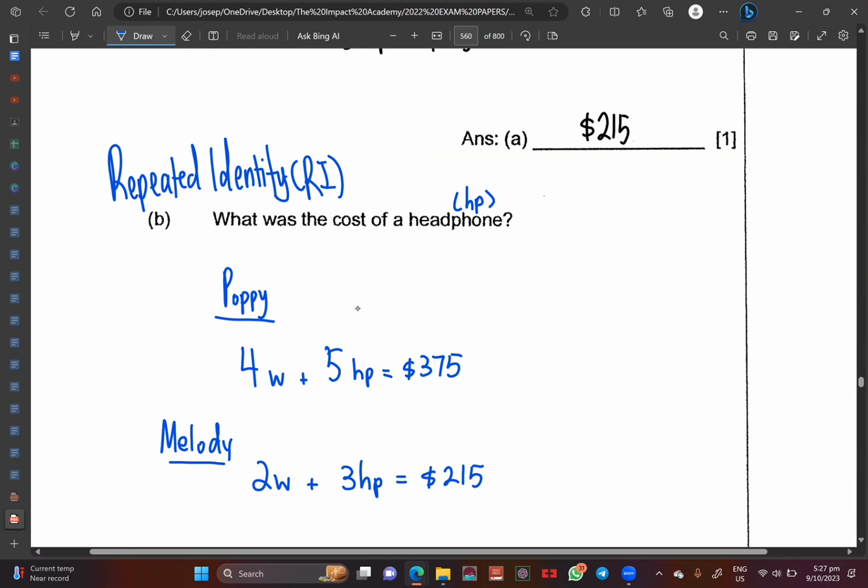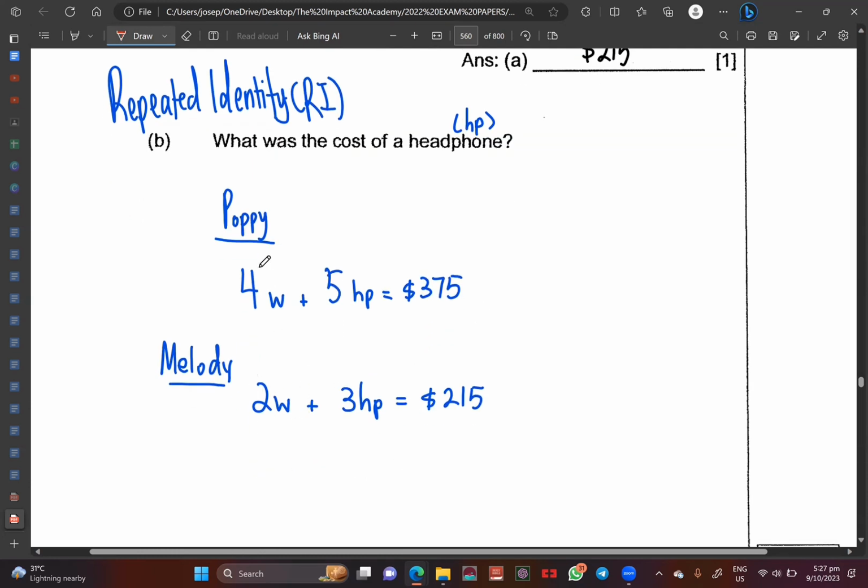So I want to remove away my watches. How do I remove away my watches? I have to make it the same. Make sense? How do I make it the same? I times 2, I times 2, I times 2. Am I making sense here? Teacher Joseph, why you times 2?